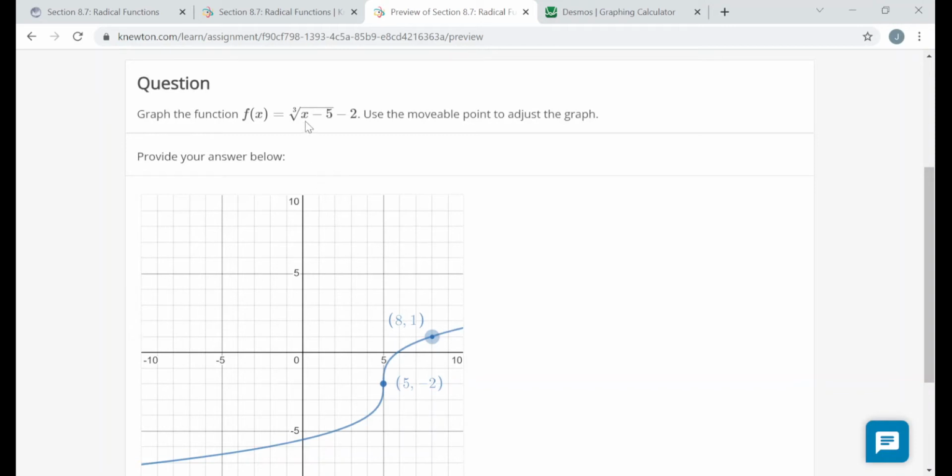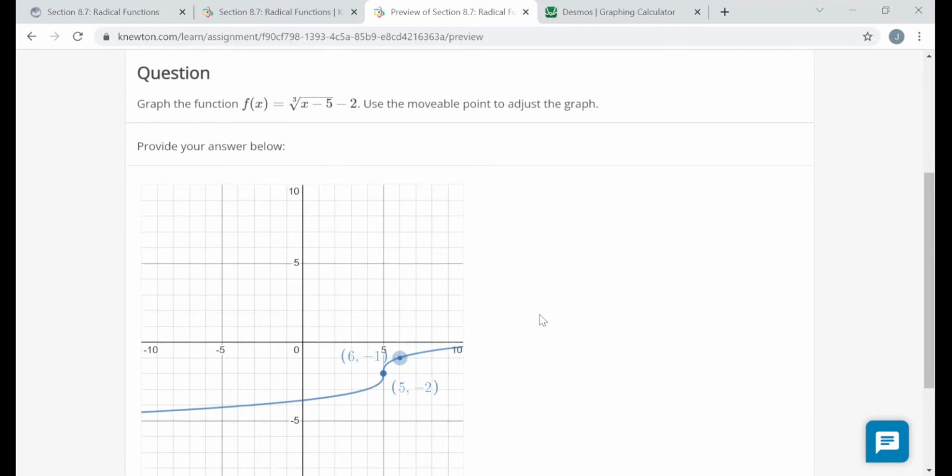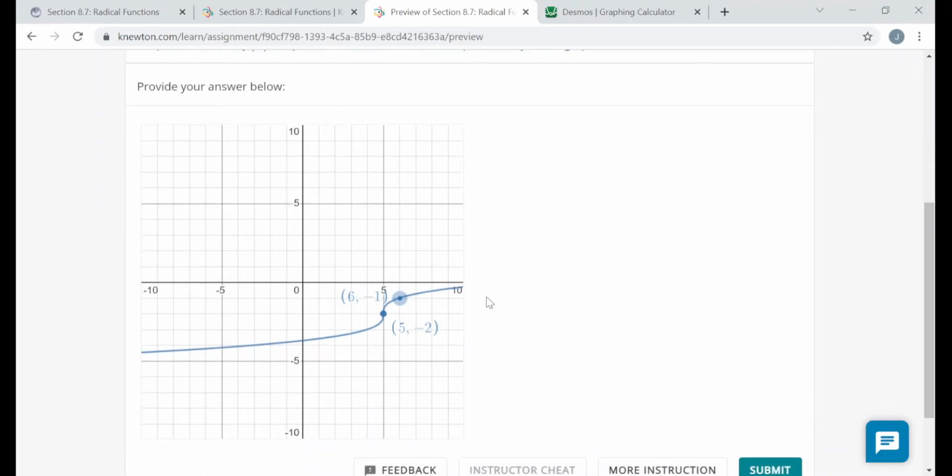If I plugged in 6, right, you'd have the cube root of 6 minus 5. Cube root of 1 is 1. 1 minus 2 is negative 1. 6, negative 1 would be another point on the graph. And that's all I'm asked to do for these graphs here, is move that movable point to another point on the curve. And they fill in the curve for us. Now, the domain's all real numbers, right? The range would also be all real numbers here if they asked you for the range.